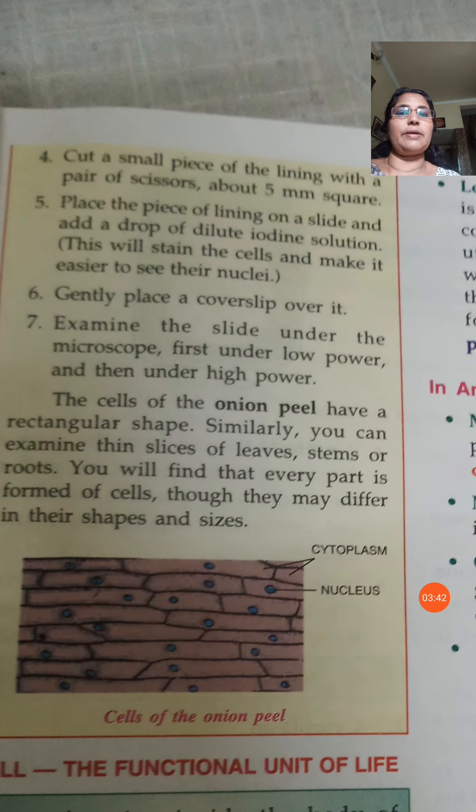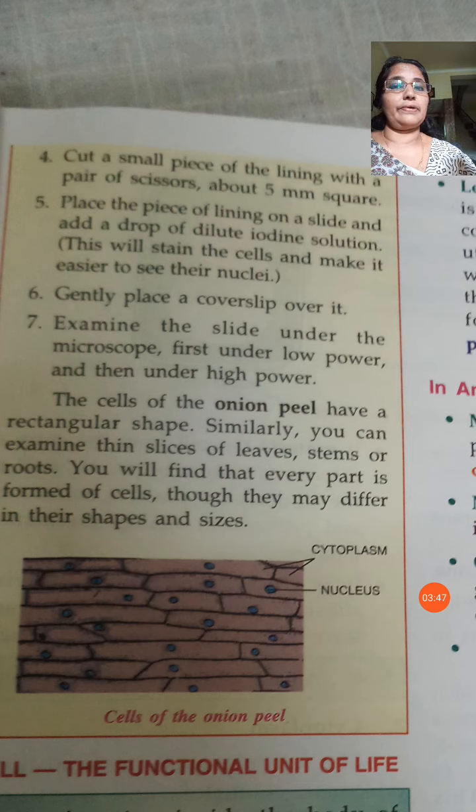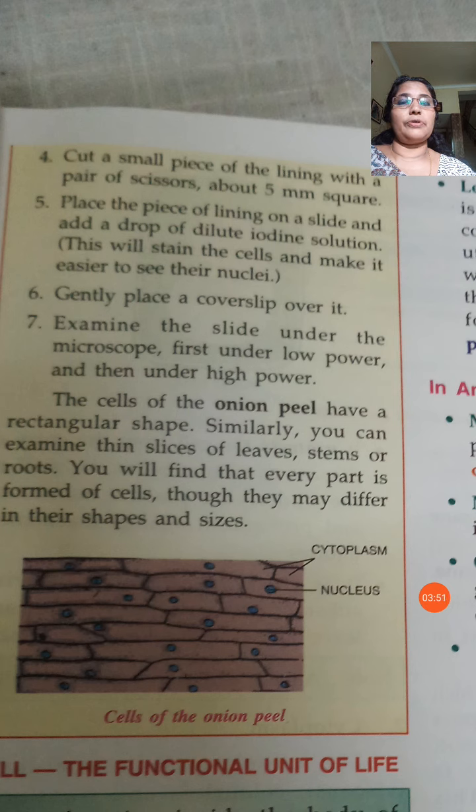Here we use the iodine solution. In the fifth step, you can see the iodine solution. It is brown in color. Iodine is brown in color. Then in the sixth step, gently place a cover slip. Like the previous experiment, to prevent the drying up of the cell, we can cover it with a cover slip. Then in the seventh step, you can examine the slide under the microscope.